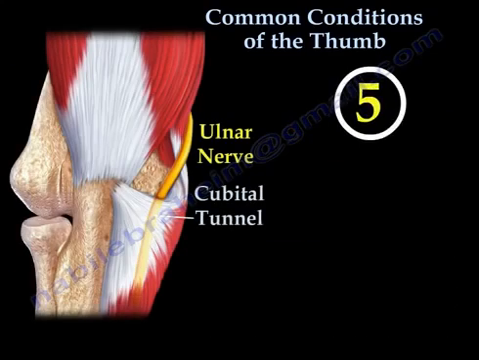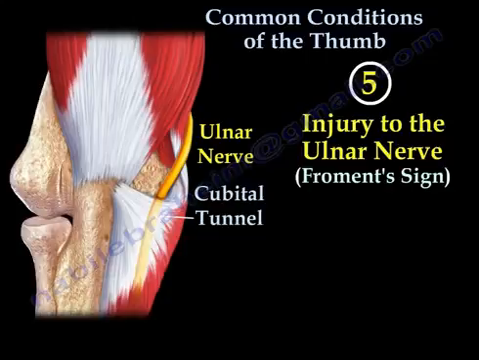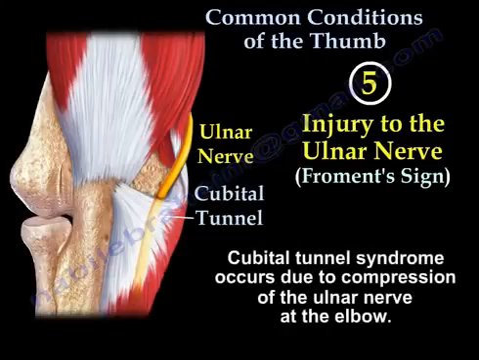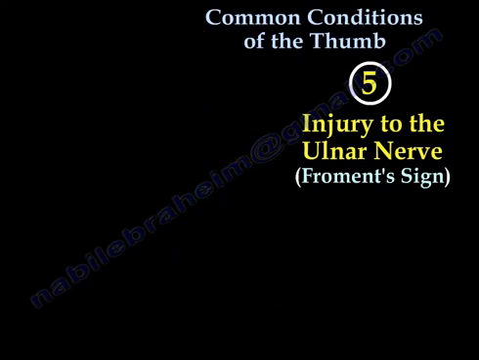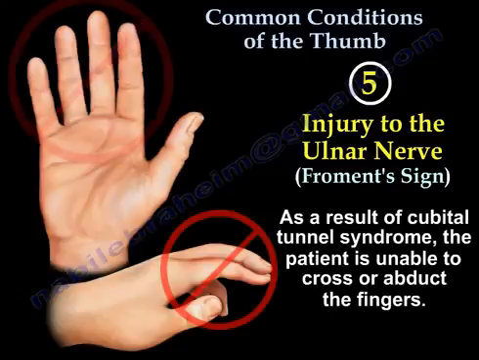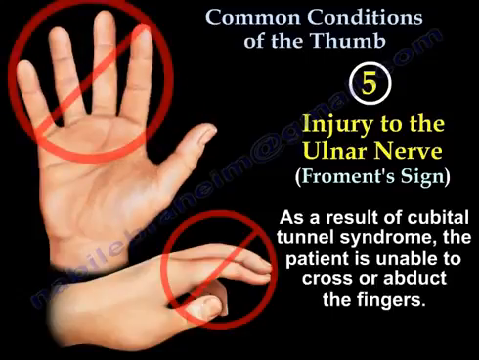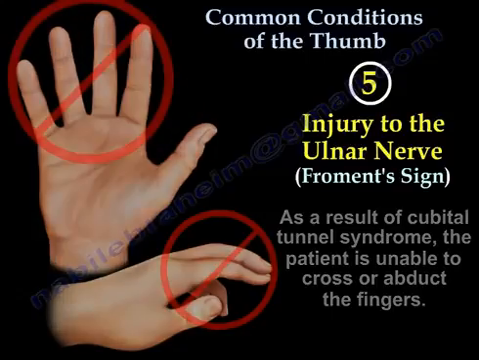Number 5, injury to the ulnar nerve. Froment sign. The cubital tunnel syndrome occurs due to compression of the ulnar nerve at the elbow. As a result of the cubital tunnel syndrome, the patient is unable to cross the fingers or abduct the fingers.